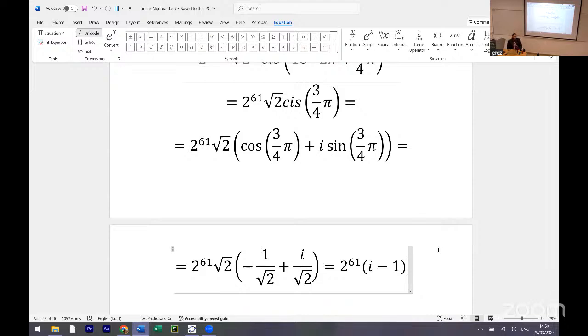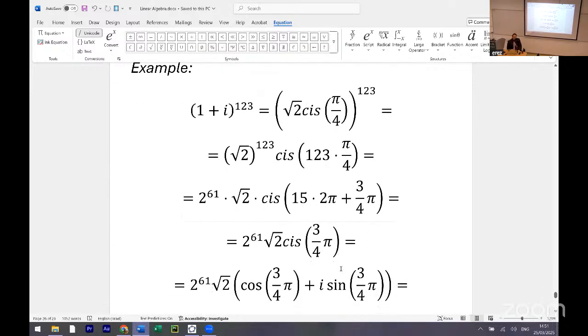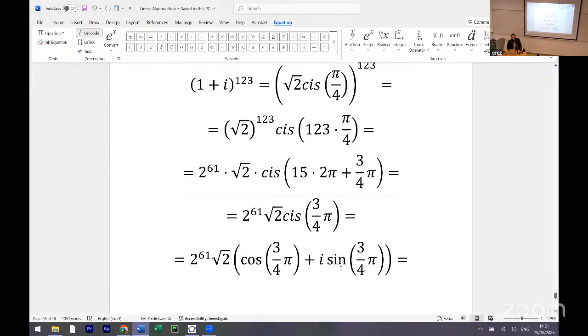But this is supposedly the 123rd power of 1 plus i, which was done in less than 123 steps. I'm not sure if it's less than 7 steps. No, I think it's also less than 7 steps.